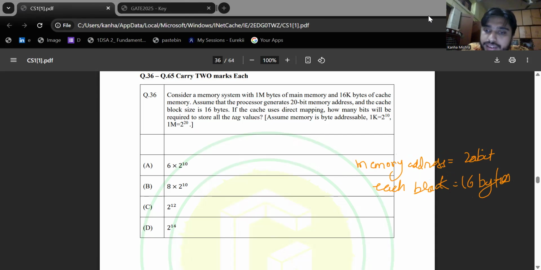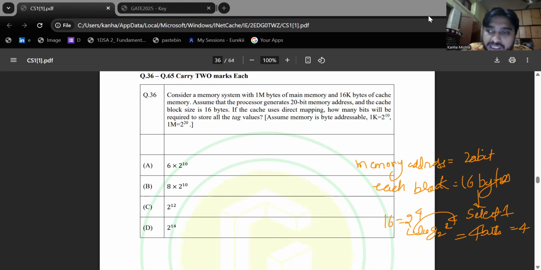So from this, I need to select one. So how many bits for offset? 16 is basically 2 to the power 4. If I take log, log of 2 to the power 4, this is base, this is 1. So 4 comes here. So it is 4 bits for offset. So total bits for offset will be 4.